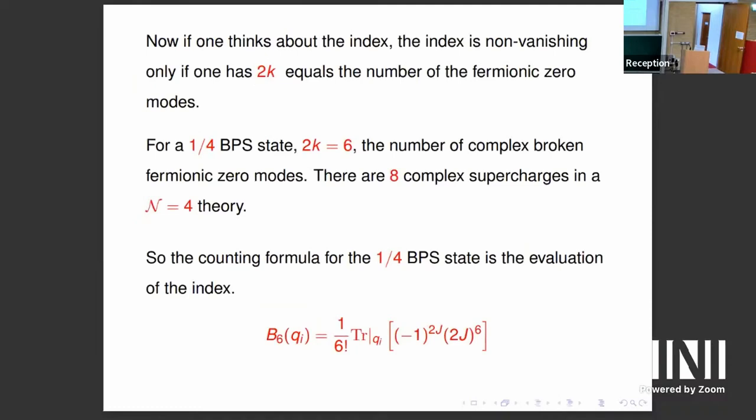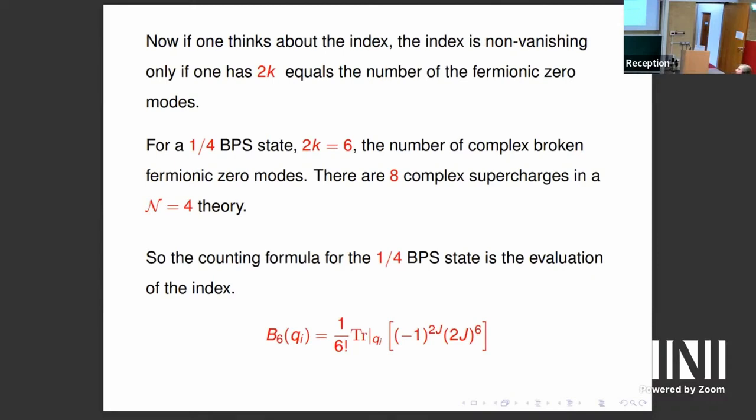If you think about it a little bit, the number of insertions must equal the number of broken supersymmetry generators, that is, the fermionic zero modes. So you have to put in some factor here, because 12 supersymmetries are broken, and those are the ones you have to insert. You have to think a little bit about this. So that is the index we are actually calculating. The counting formula is actually the evaluation of the index.